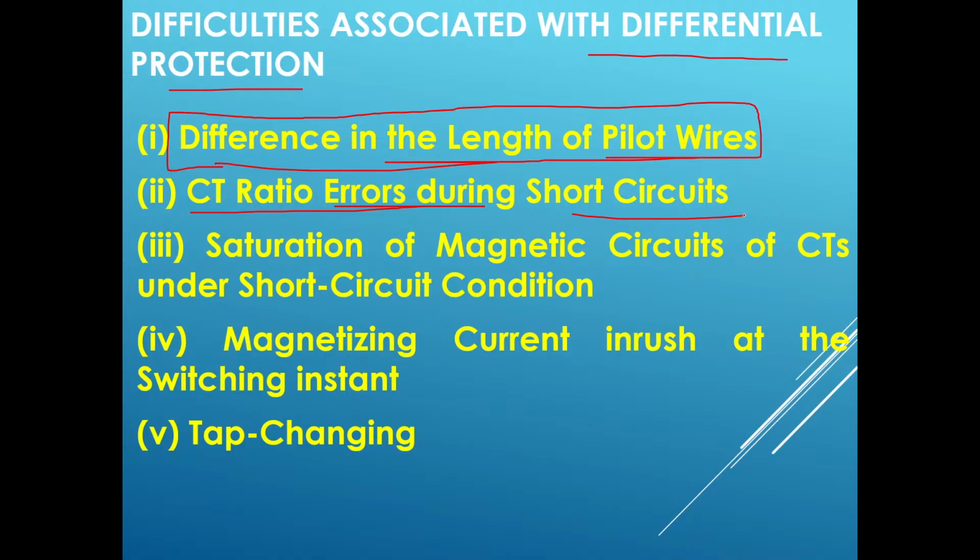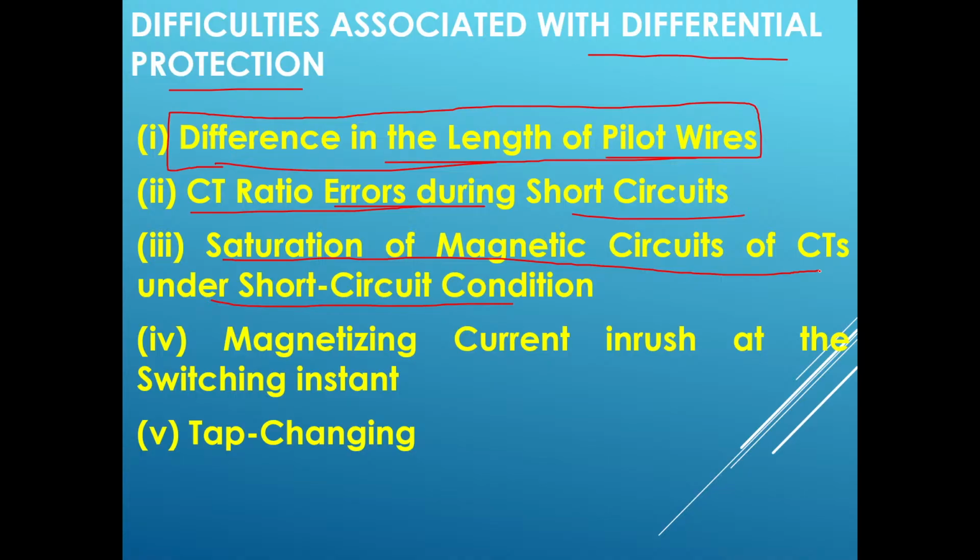One more difficulty here is saturation of the magnetic circuits of CTs under short circuit condition. When current flows through the CT, magnetic flux will be induced. If a fault occurs and the current is gradually building up, after reaching a certain value of current, the flux induced in the CTs may not increase even though the fault current is increasing. It may get saturated under faulty condition.